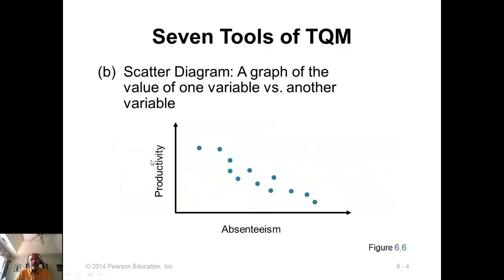Scatter diagram is when you have 2 different variables, and if you think that there is a relationship, for example absenteeism and productivity, then you see if absenteeism increases, productivity declines, and you find a relationship and try to use the relationship to improve productivity and you decrease absenteeism.